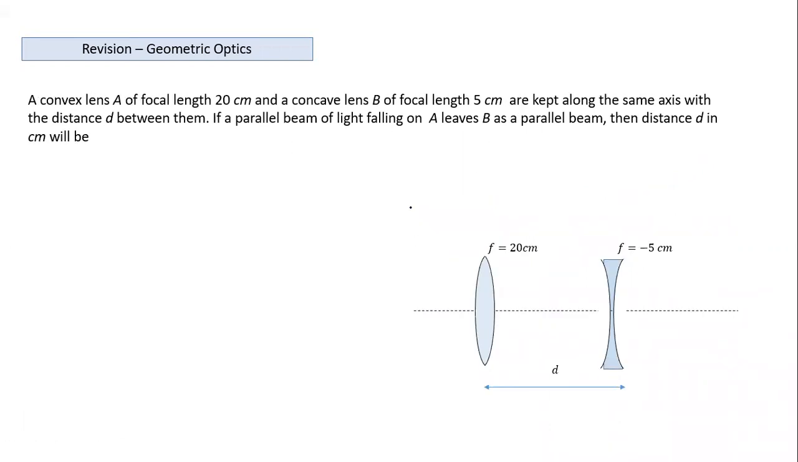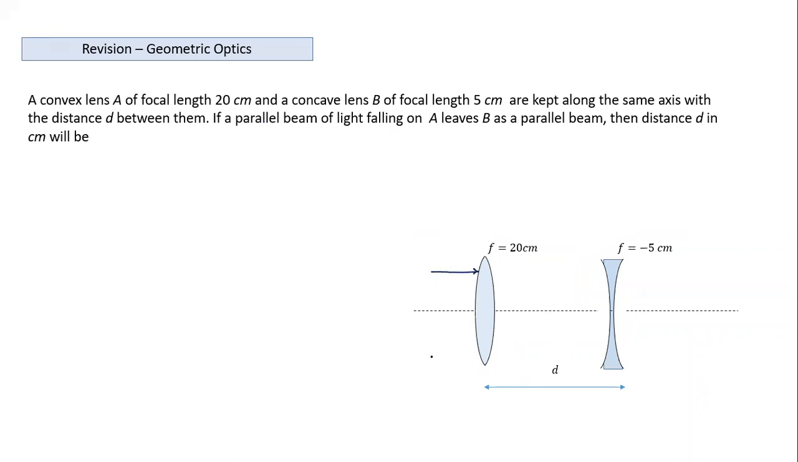Last question: convex lens A of focal length 20 centimeter, and lens B of focal length minus 5 centimeter. Minus 5 indicates it's a diverging lens. They are kept on the same axis. The distance between them is d. A parallel beam of light falls on A. So what is the object? The object is at infinity.